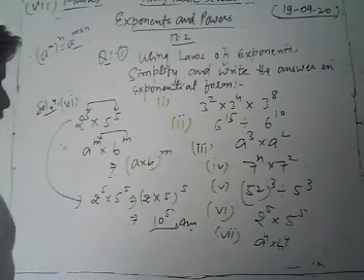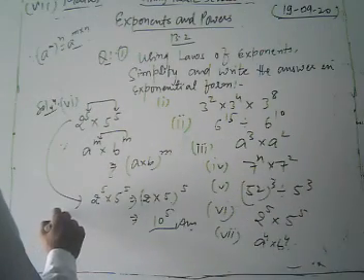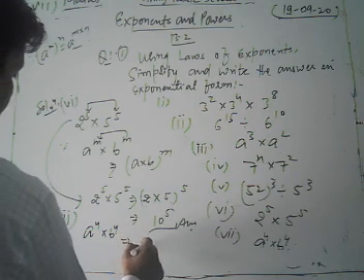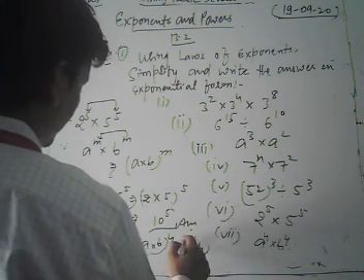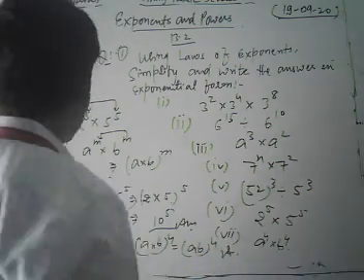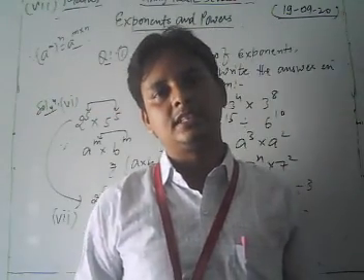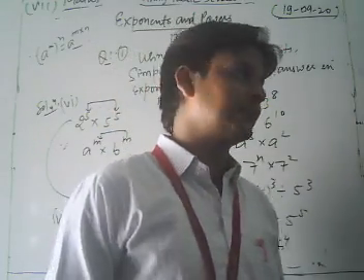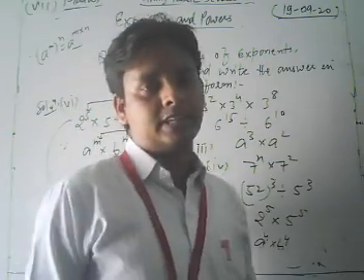Similarly, we can solve the seventh part of this question. The seventh part is a to the power 4 into b to the power 4. The power is the same, so we can write a into b to the power 4, that is (ab) to the power 4. This is our final answer. Thus, dear students, in this way you can solve all the questions of your NCERT exercise based on the laws of exponents. Now, dear students, we take and solve some other type of questions of your chapter exponents and powers.